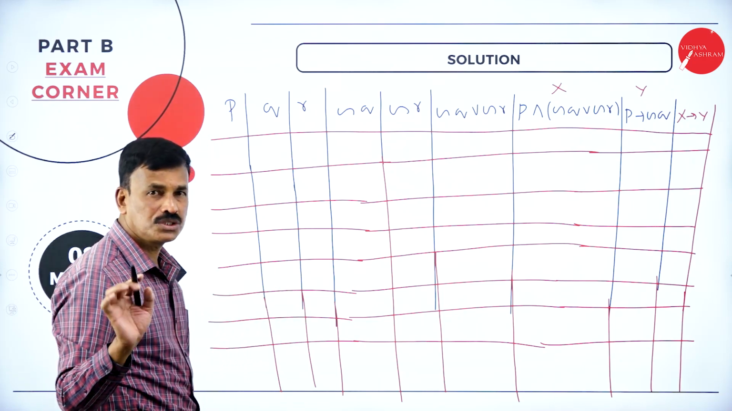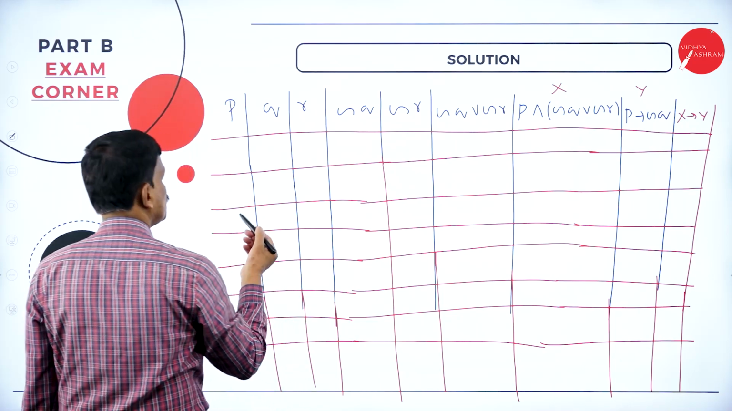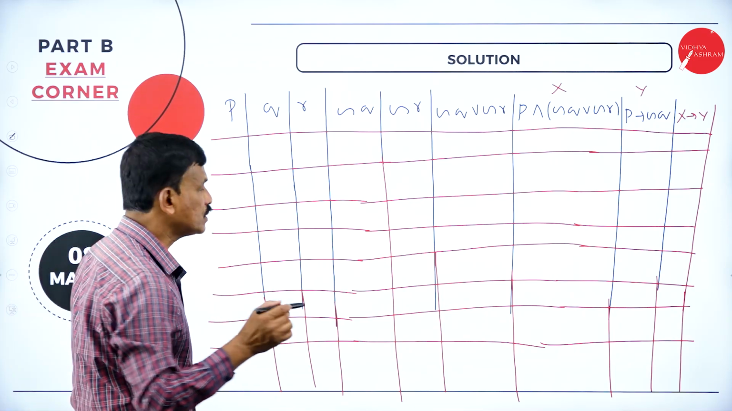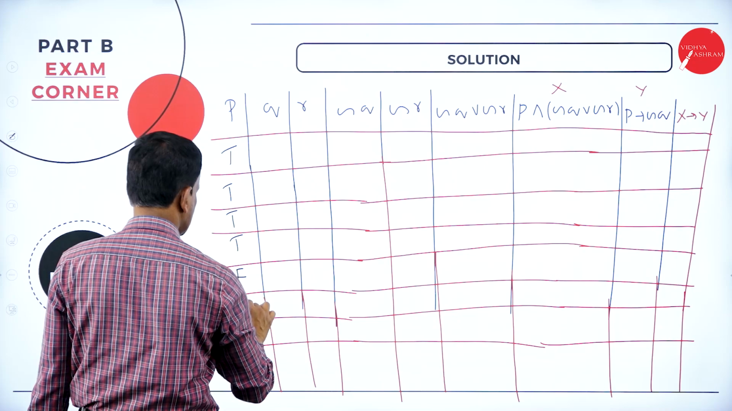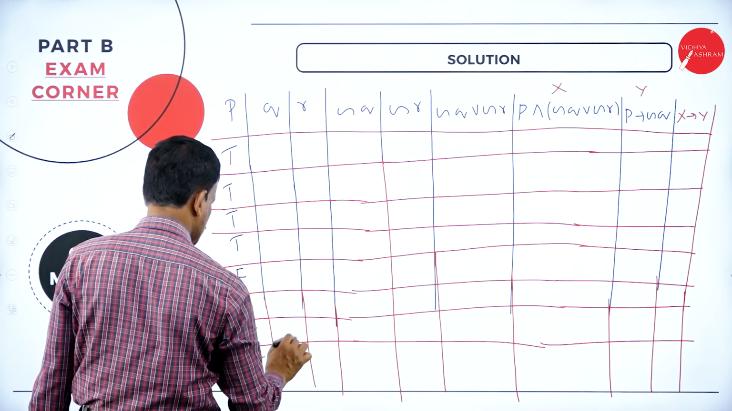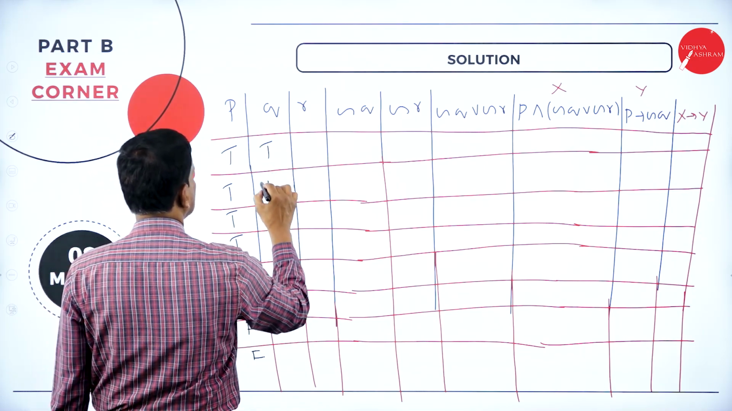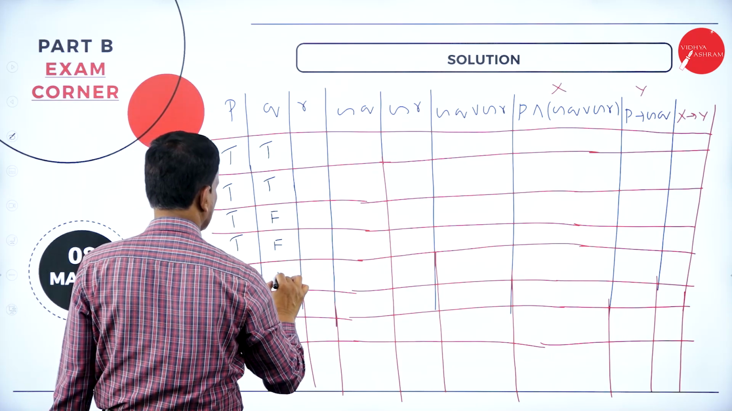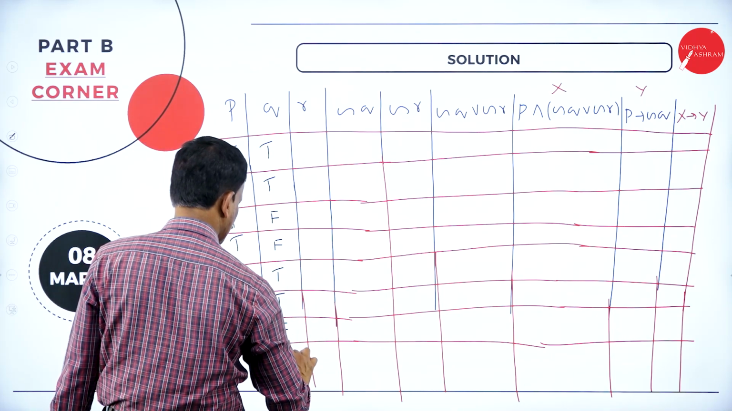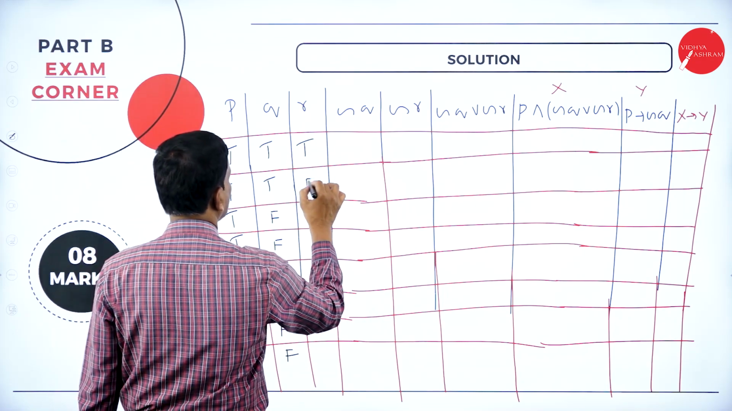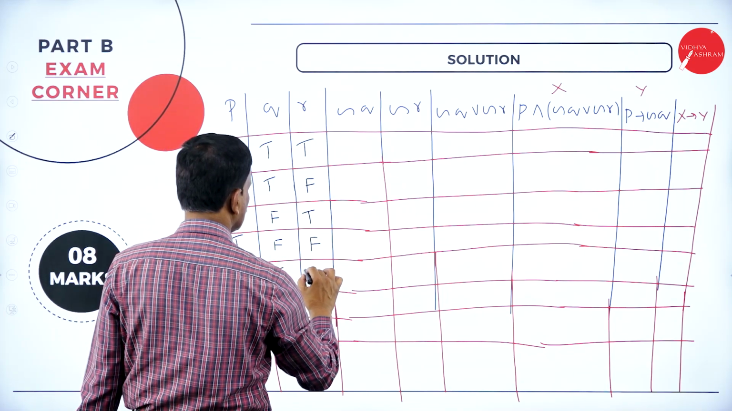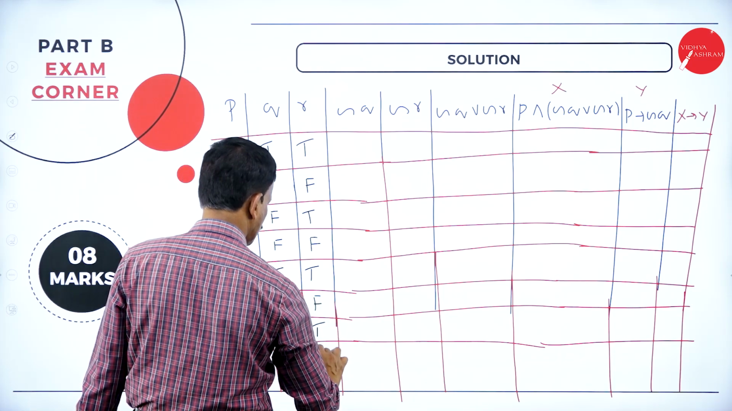Just construct the truth table, that's it. Now, as you know, the truth values for P are true, true, true, true, false, false, false, false. Again for Q it is T, T, F, F, T, T, F, F. And for R it is true, false, true, false, true, false, true, false.